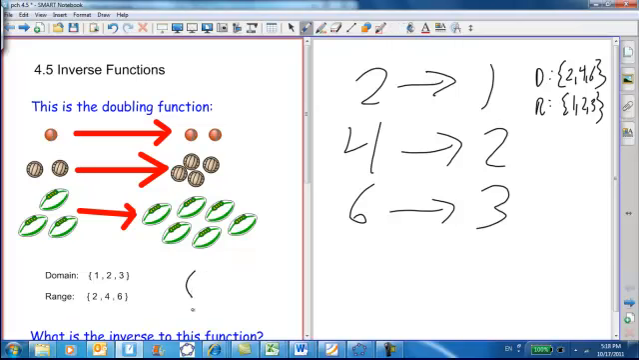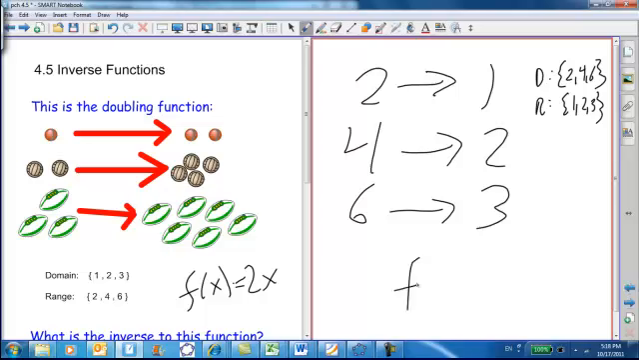So if our original function was f of x equals 2x, the doubling function, then the inverse function, denoted by this negative 1 power, is x over 2. There you go. That's the idea of inverse functions. They take you back to where you were.